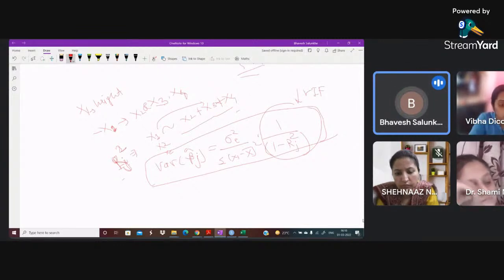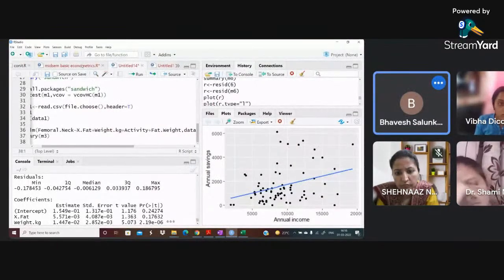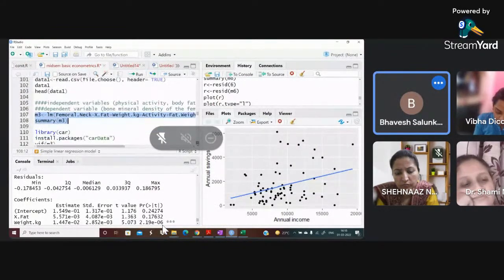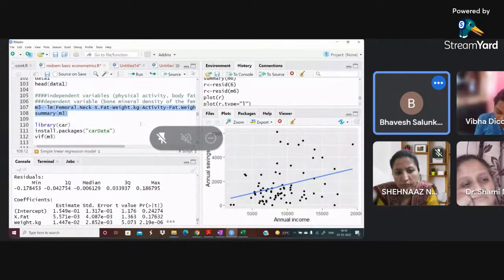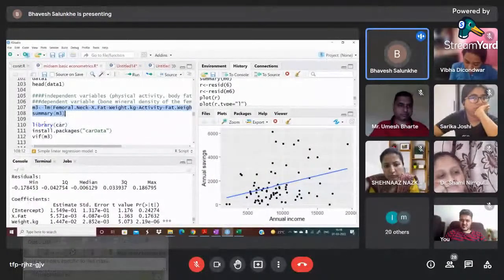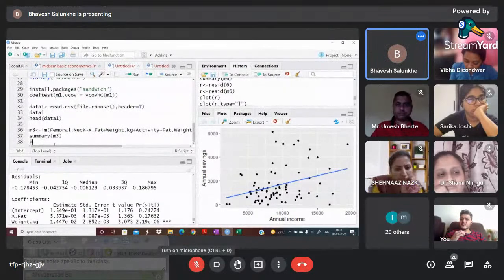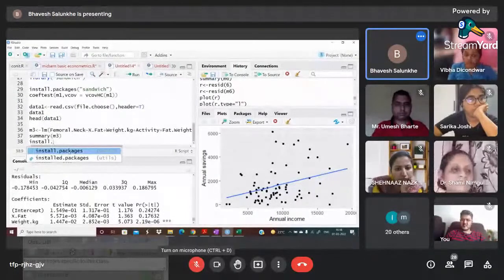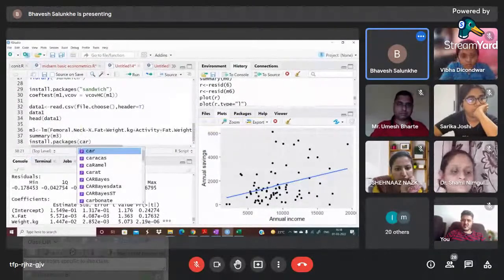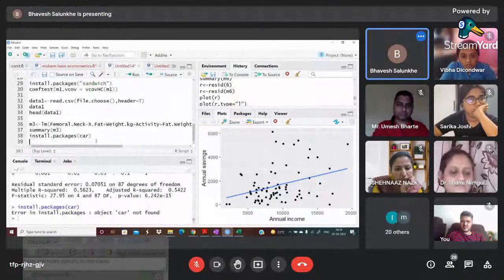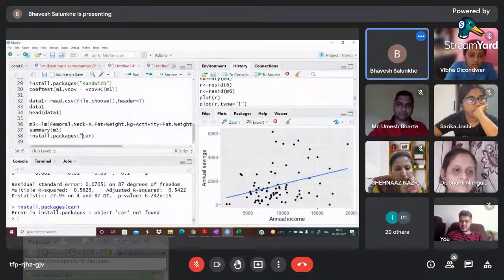Now let's go to the variance inflation factor in R output. Let's calculate that. You need to install the package car for that. So install.packages("car"). Use double inverted commas.